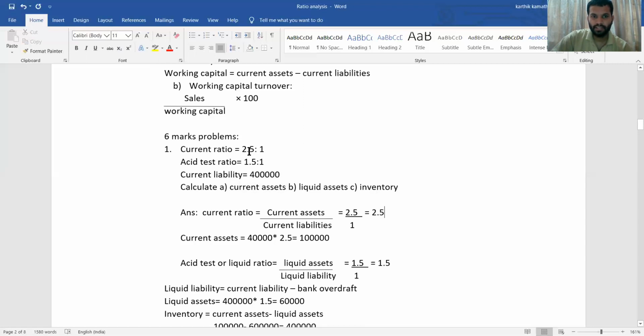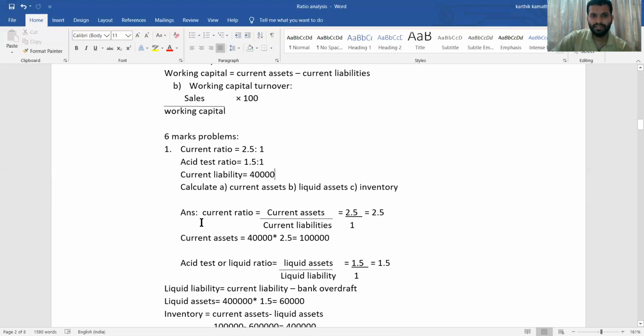So current asset here is specifically given in the problem as 2.5. So what about current liability? That is given as 1. So 2.5 divided by 1, that is 2.5 itself. But they have asked to calculate current asset. Current asset is equal to cross multiplication: current liability into 2.5, you will get current asset. The current liability given in the question is 40,000. So 40,000 into 2.5, you will get 1 lakh as current asset.